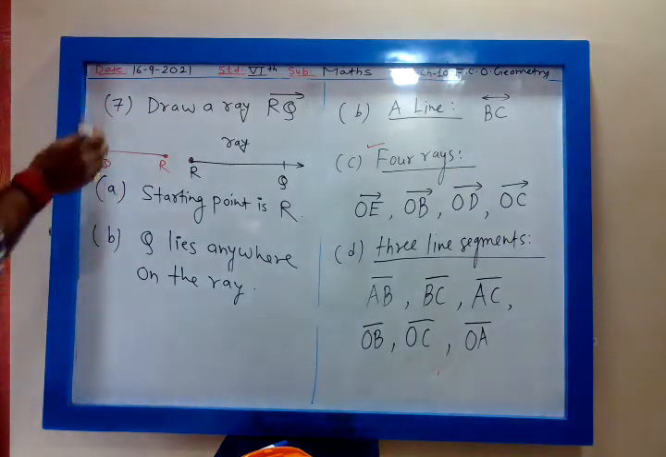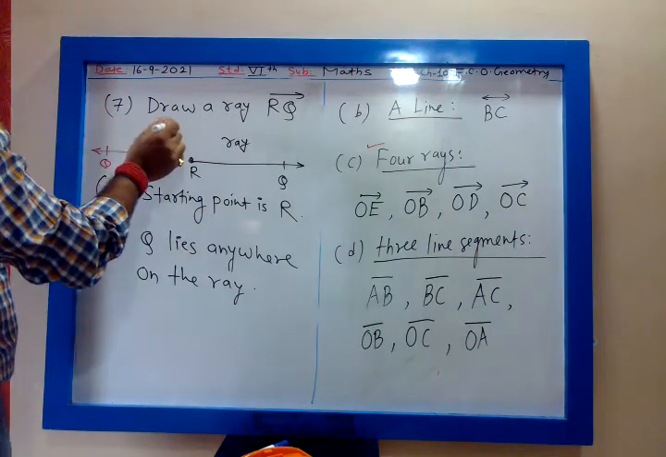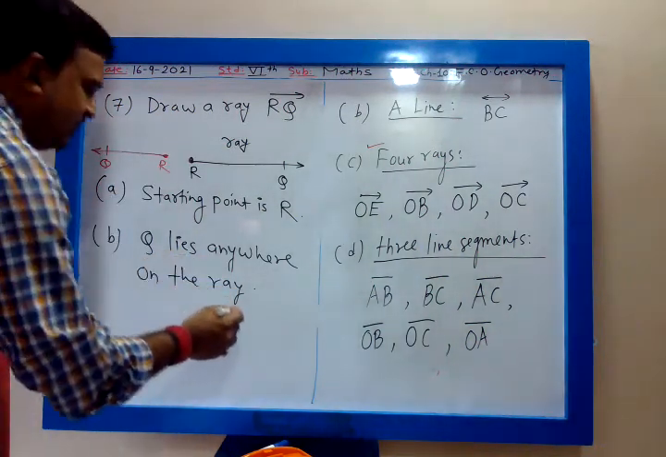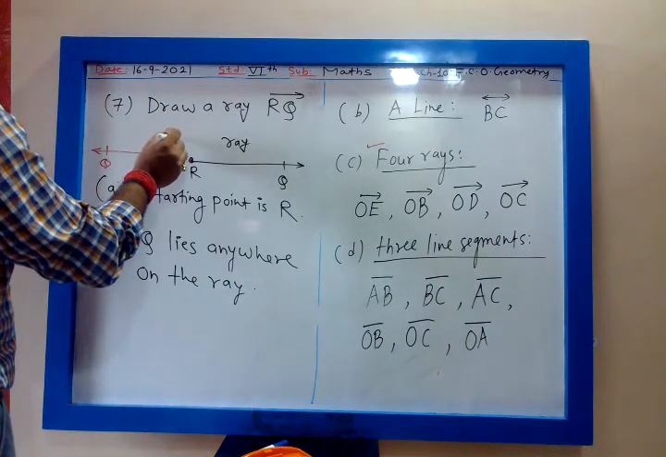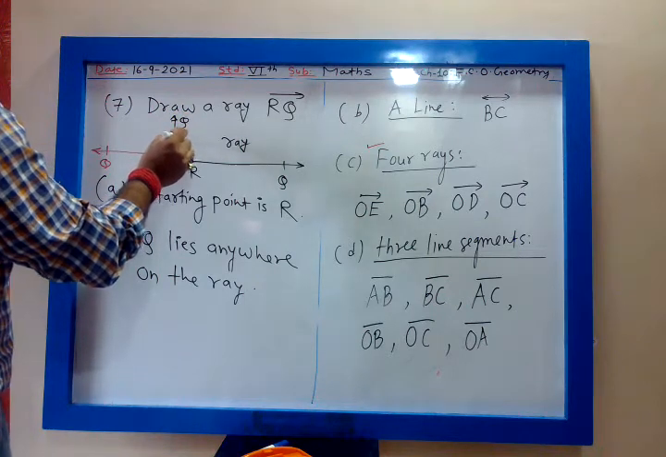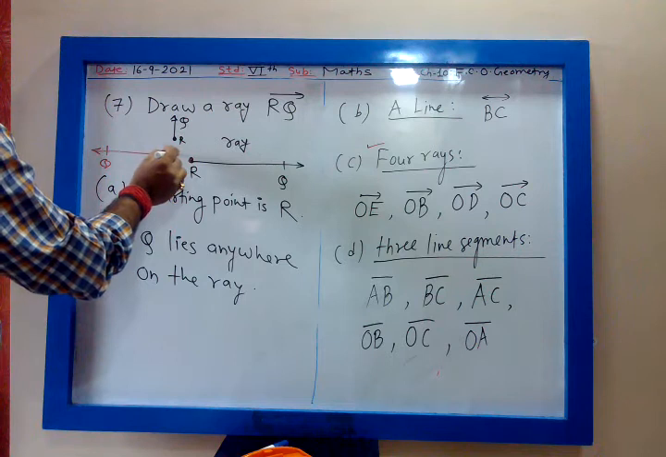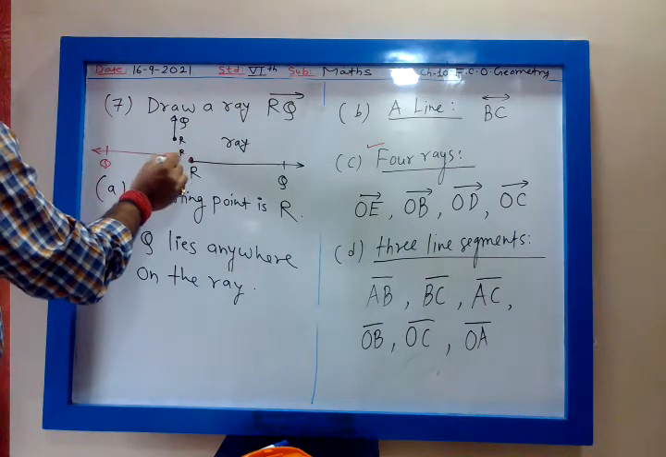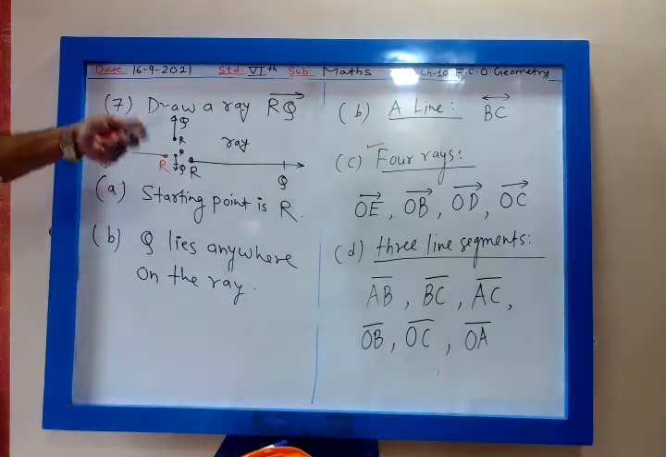Similarly, see here. Similarly, you can draw. There are 4 types. This is my R. This is my Q. Q can lie on the top also. Then this is my R. This is my Q. Q can lie on the downward side also. So Q can lie anywhere on the ray.